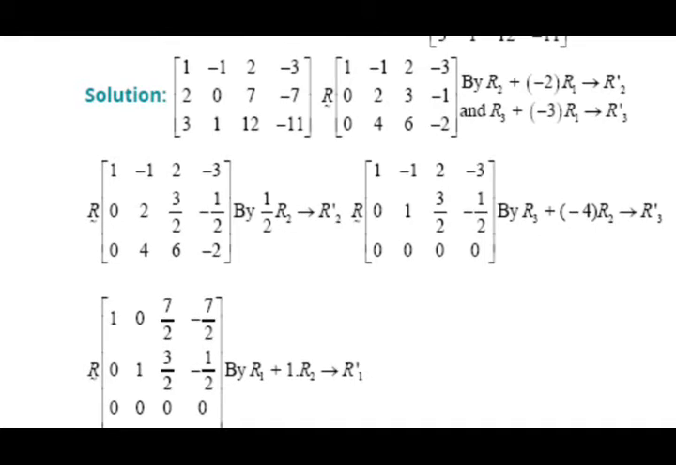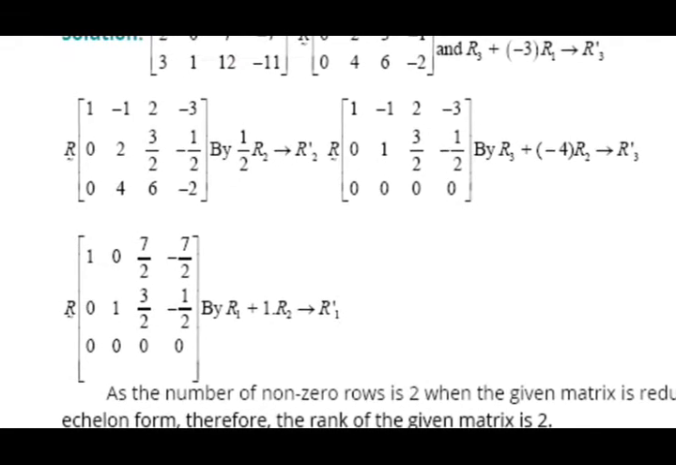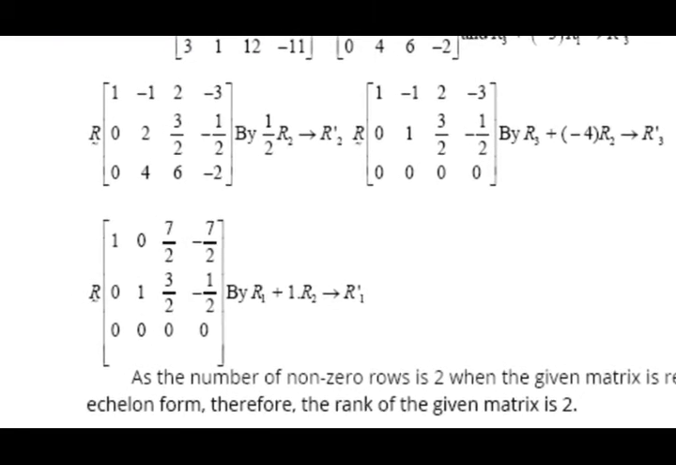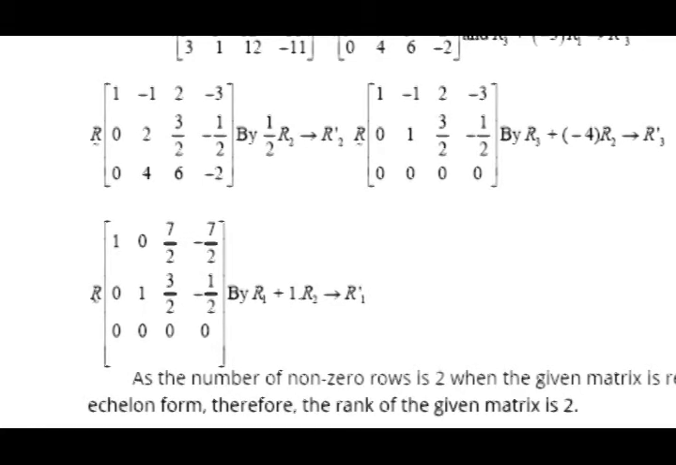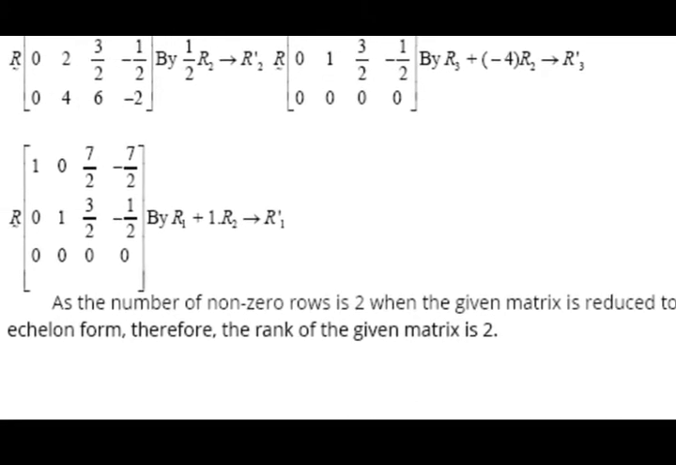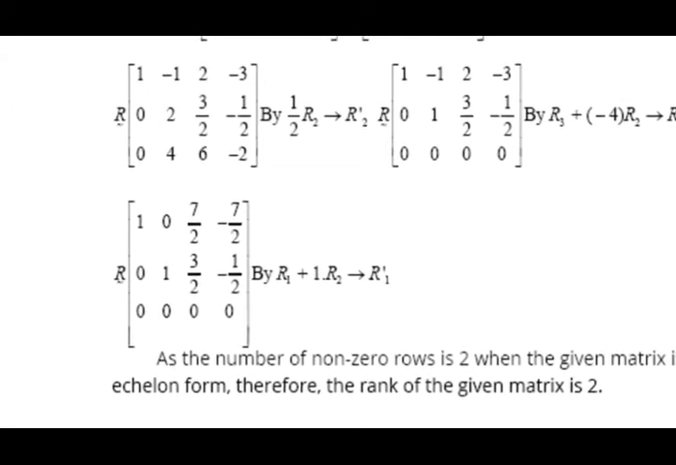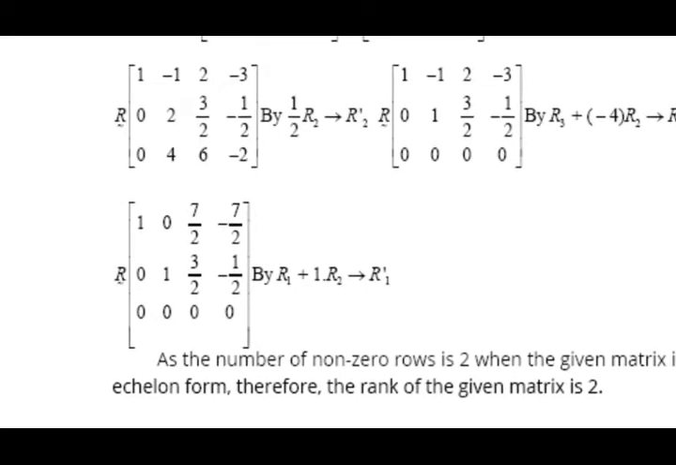Then in the second column we have 2 in the diagonal element, and we make it 1 by dividing by 2. Now here we get all values in R3 equal to 0. Therefore this matrix has rank equal to 2, because in the third row all the values are 0, and rank is equal to the number of non-zero rows, and the non-zero rows are 2.